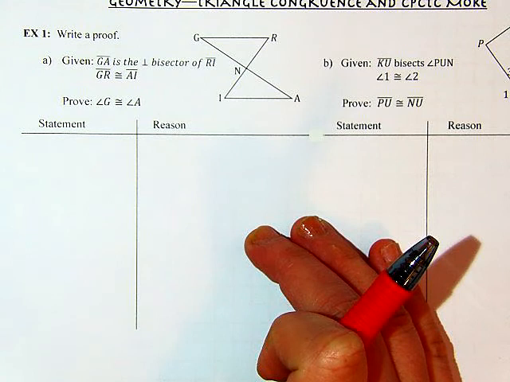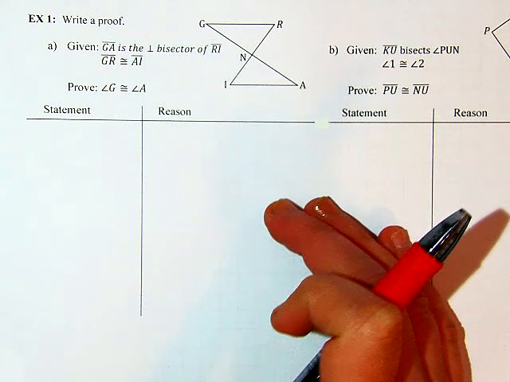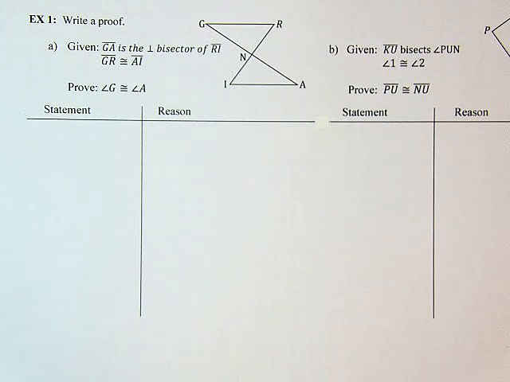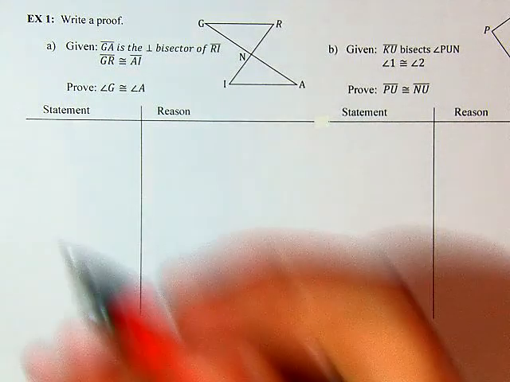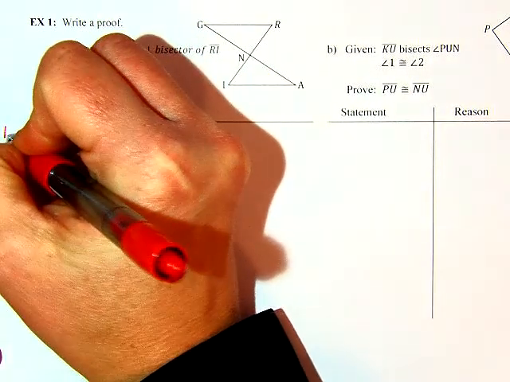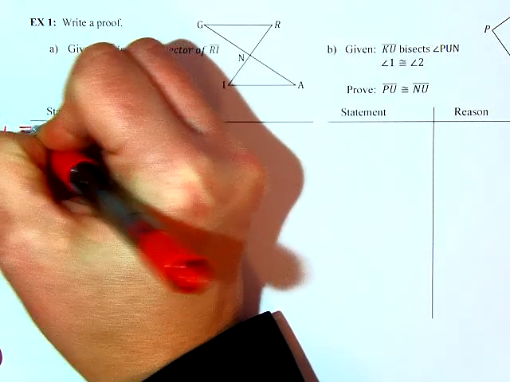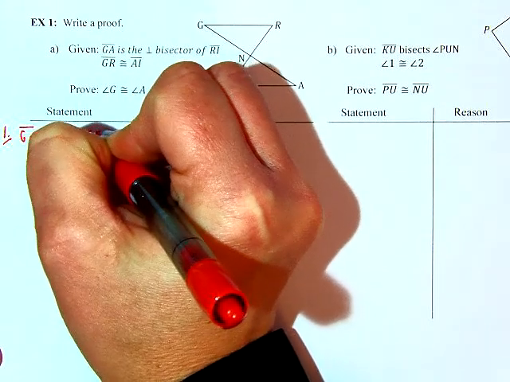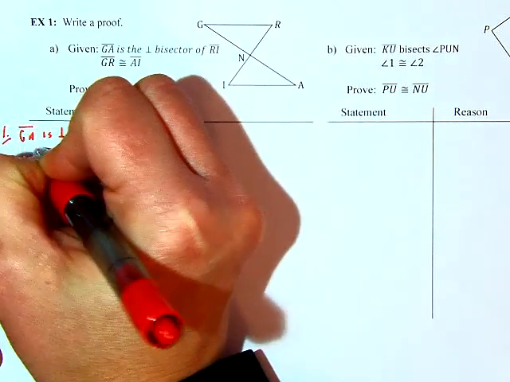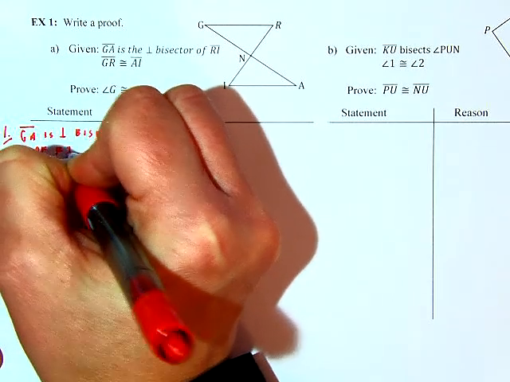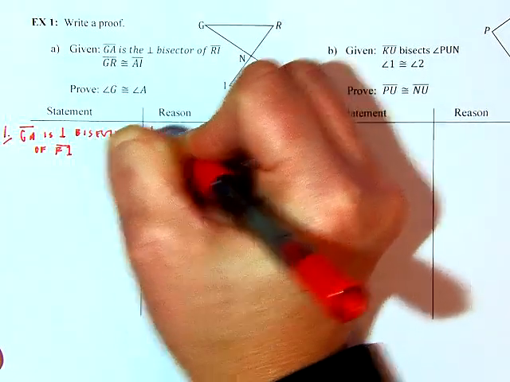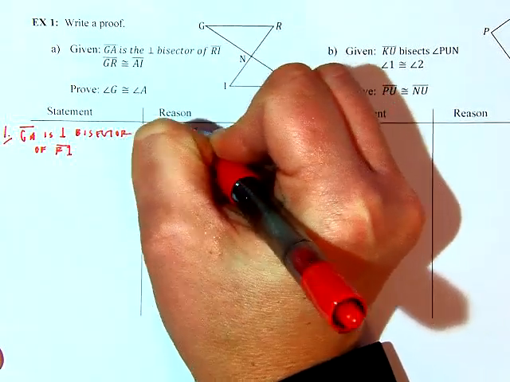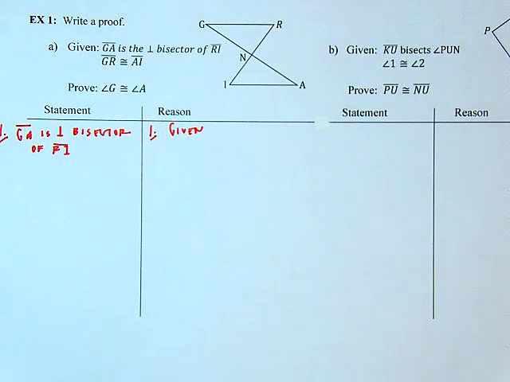All right, so in the first proof, I am giving you that GA is the perpendicular bisector of RI. So I'm going to start with that given. GA is the perpendicular bisector of RI. Given.